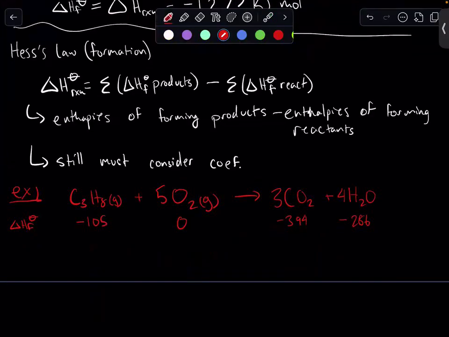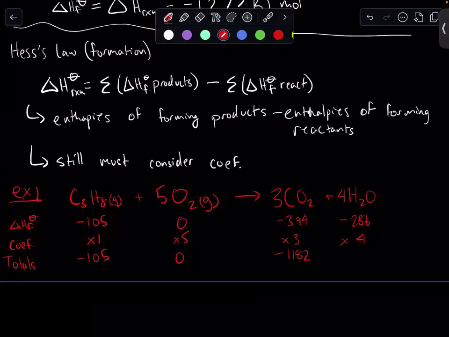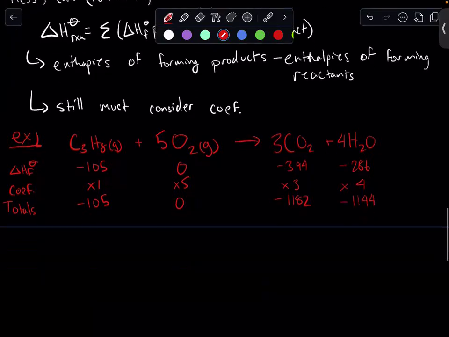So moving forward, our coefficients, we must consider that. That is 1 times 5 times 3 and times 4. So our total is going to still be negative 105. 0 times 5 is still 0. 394 times 3 is negative 1182. And negative 286 times 4 is negative 1144. We still have to plug it into our equation.